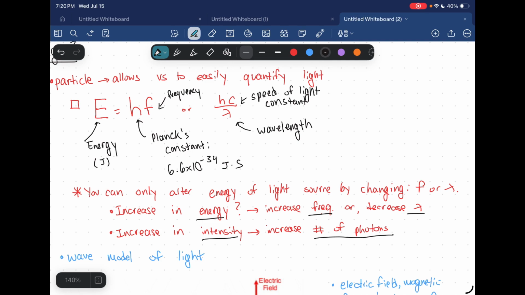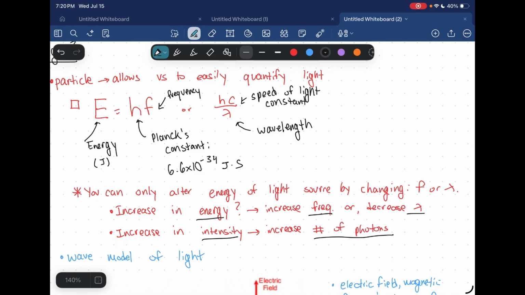Remember, photon energy depends on the properties of each photon itself, not how many photons are present. So if the MCAT asks, what increases photon energy, you can have either an increase in frequency or a decrease in wavelength.